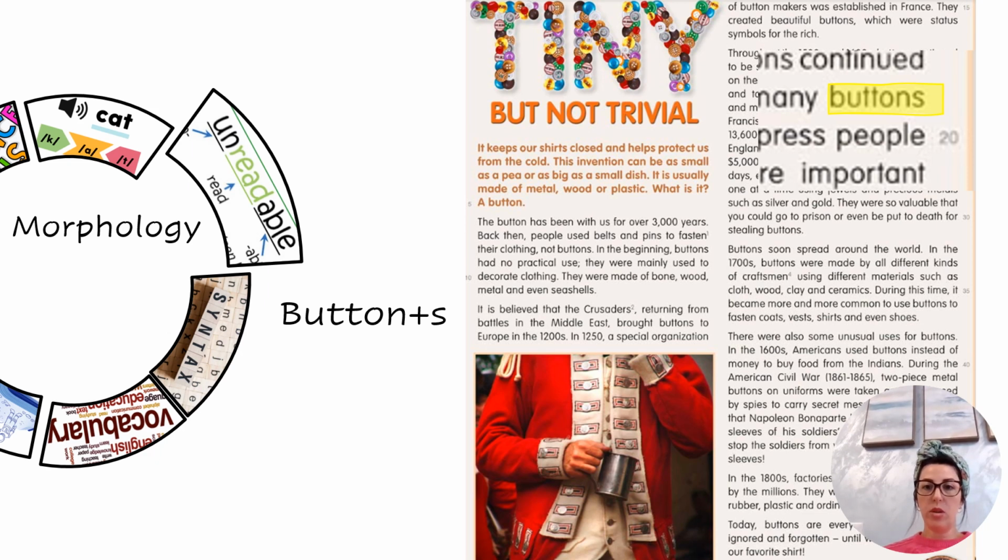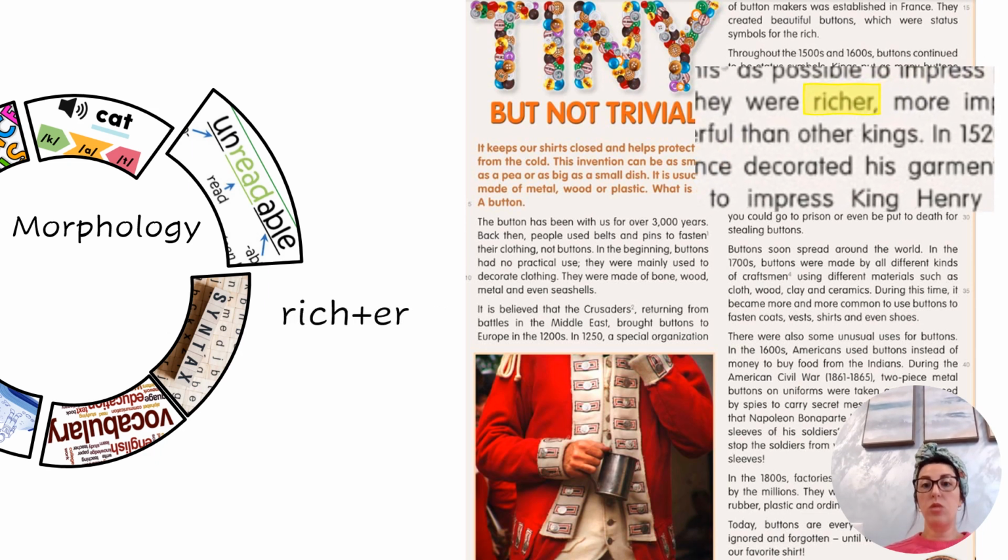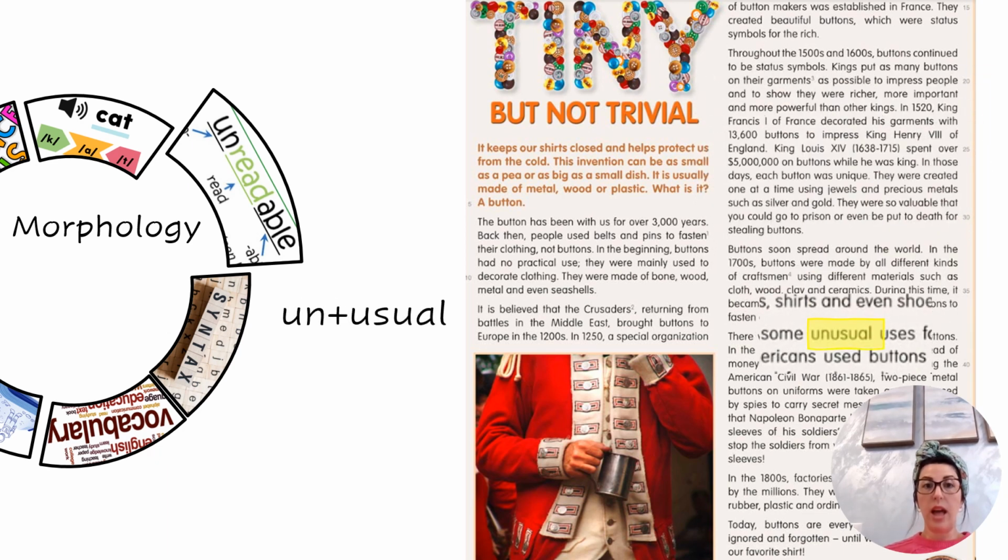And also, for example, the word richer. The reader should know that the word richer is a combination of the word rich adding er, which makes it larger, makes it bigger. Another thing is, for example, unusual. Unusual is combined from the words un and usual. Un is a prefix indicating negation or reversal, meaning not, or the opposite of. And usual is basically the root of the base word.